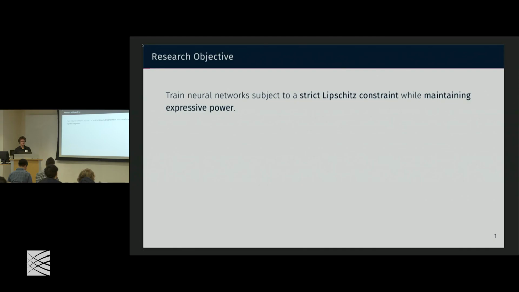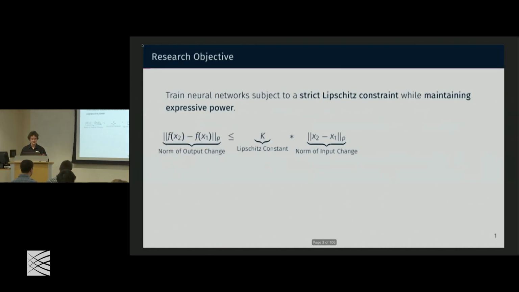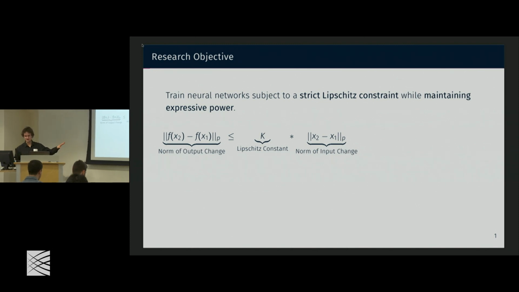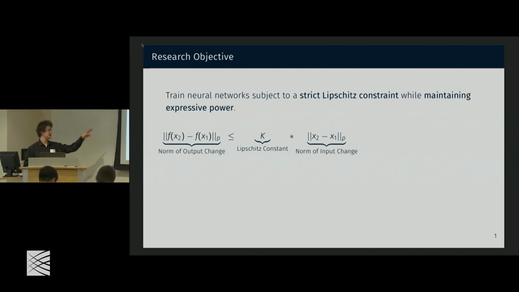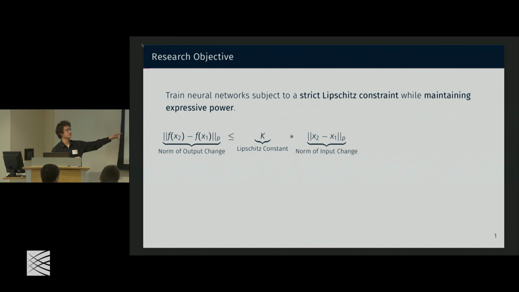So our goal is to train neural networks with a strict Lipschitz constraint while making sure that they maintain as much expressive power as possible. Roger already went through this in the primer, but I'll quickly summarize once again. The Lipschitz constraint basically means if you change the input to a function a little bit, the corresponding change in the output must not exceed k times the norm of change in the input. And this takes an even more convenient form locally, where the gradient norm must not exceed k.